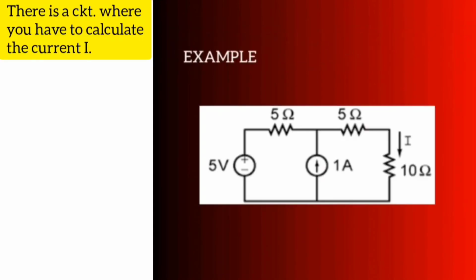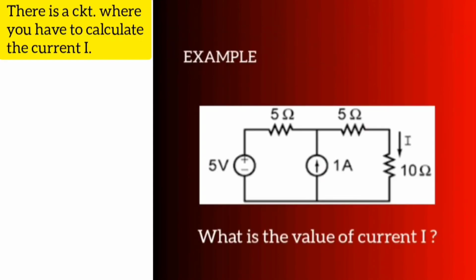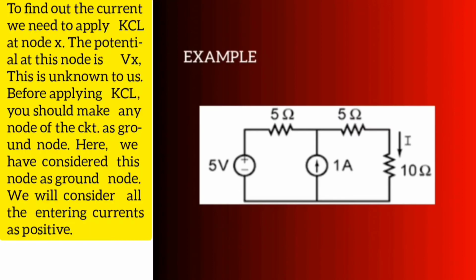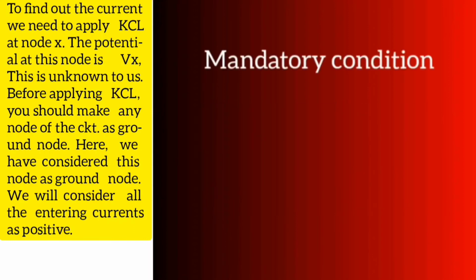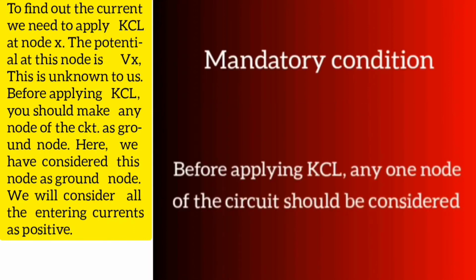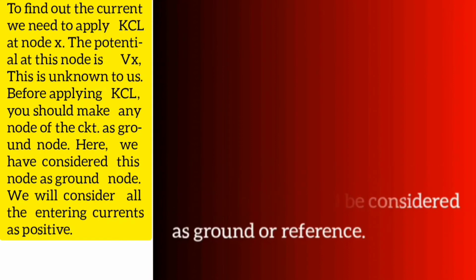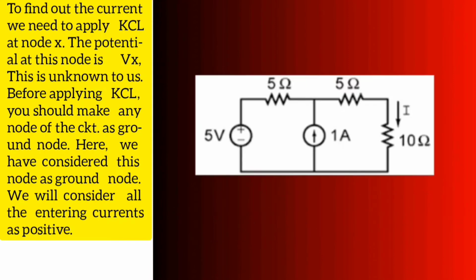There is a circuit where you have to calculate the current I. To find the current, we need to apply KCL at node X, and the potential at this node is Vx. This is unknown to us. Before applying KCL, you should make any node of the circuit the ground node. Here we have considered this node as the ground node.